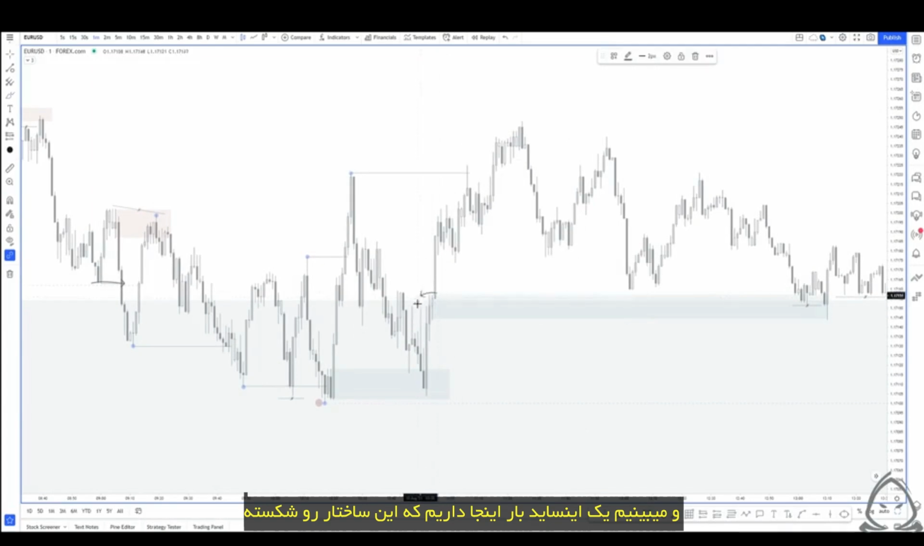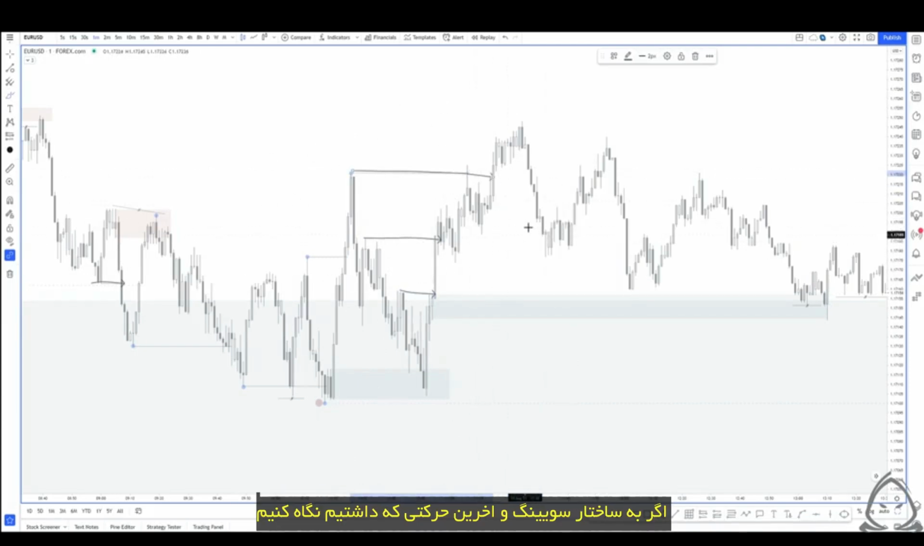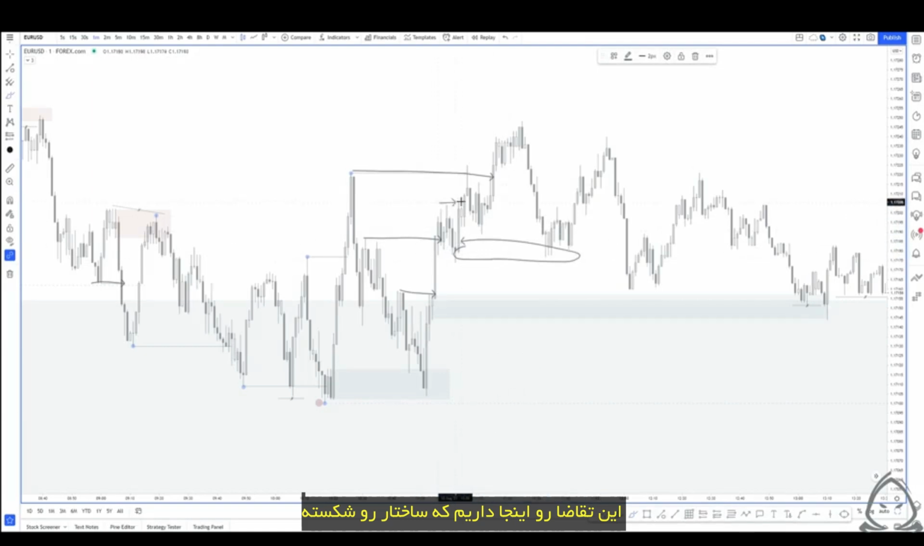And what we can see is we have an inside bar here that breaks this structure. We break structure. Ultimately, we end up breaking swing structure. If we look at the swing structure and we look at the most recent move, we can see that we have a demand zone here. More specifically, right here, it does not get respected. We have this wick right here. It doesn't get respected. We have this demand zone right here that broke this structure.